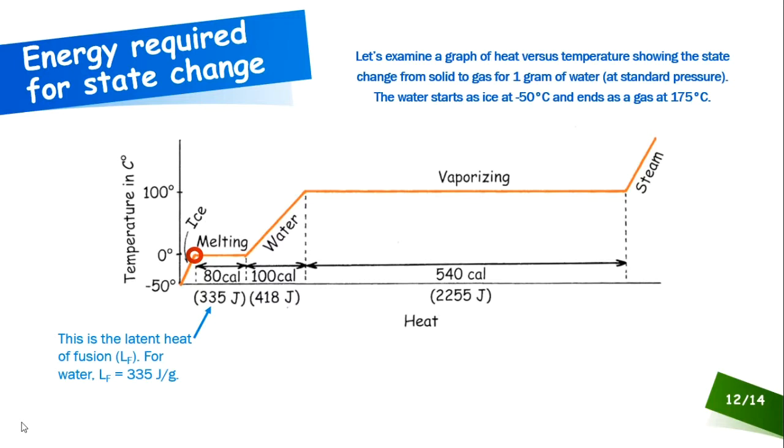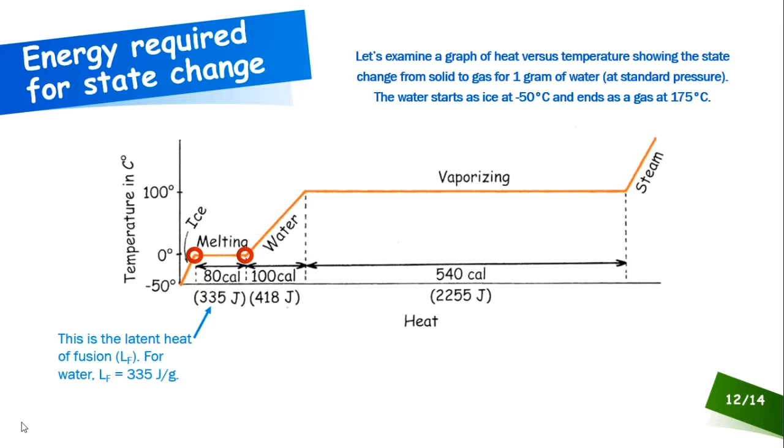So notice that brings us to this point here on the graph. And the temperature remained constant during that state change. That's why the line is horizontal. The temperature is not increasing while you have that state change. So now all of our ice has been converted to liquid water, and we're at 0 degrees, so now we need to get up to 175.